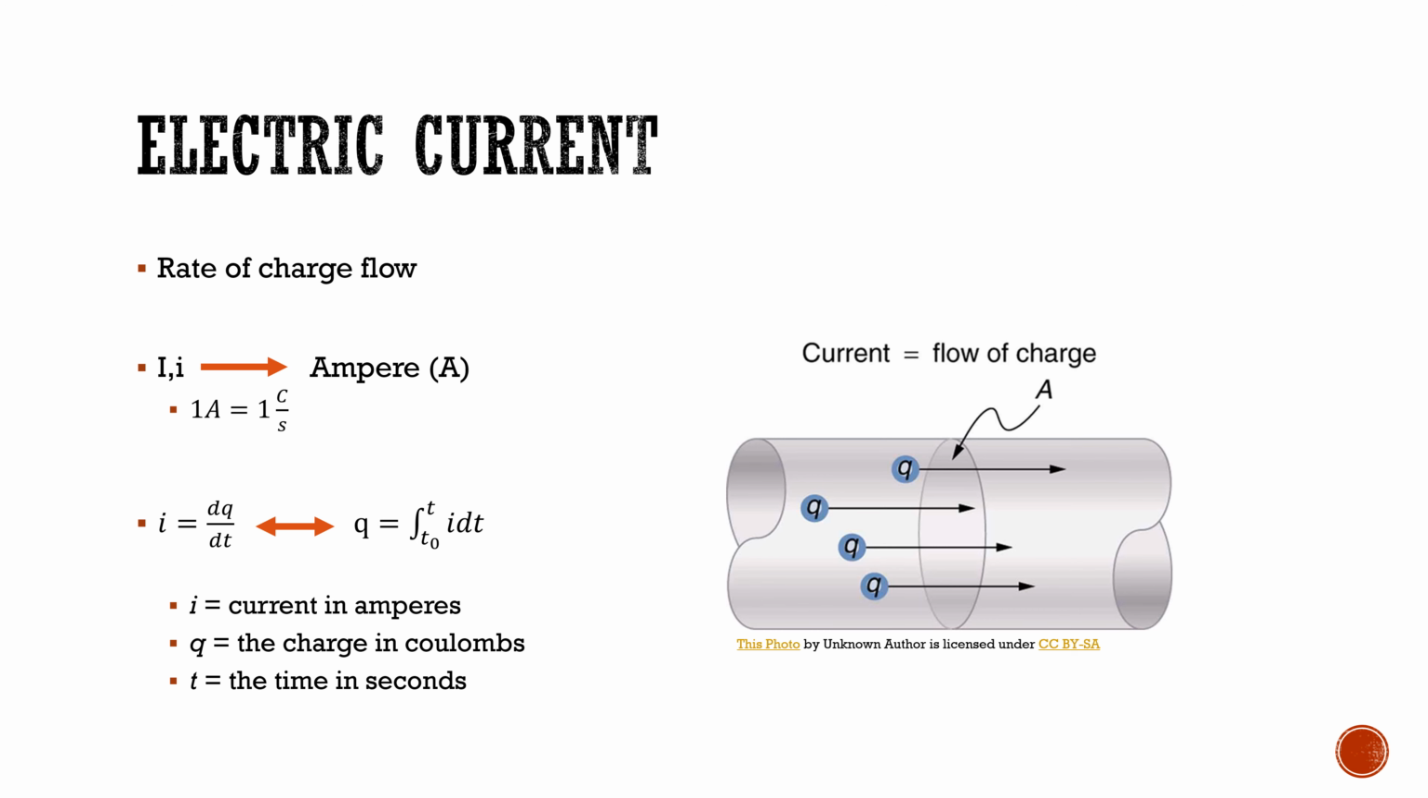We defined electric current as the rate of charge flow, expressed as dq over dt, where i is the current in amperes, q is the charge in coulombs, and t is the time in seconds.